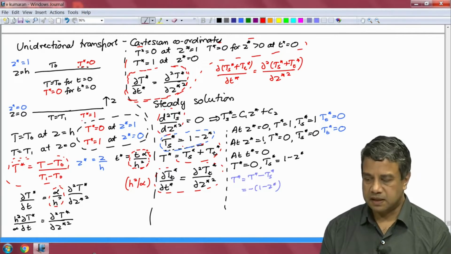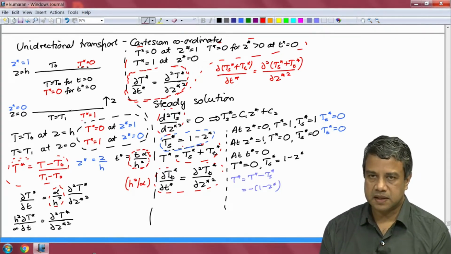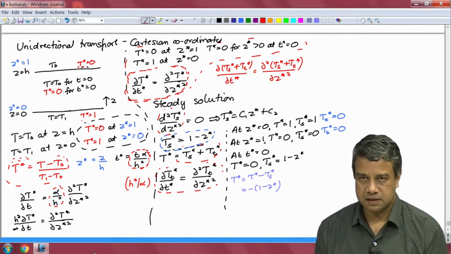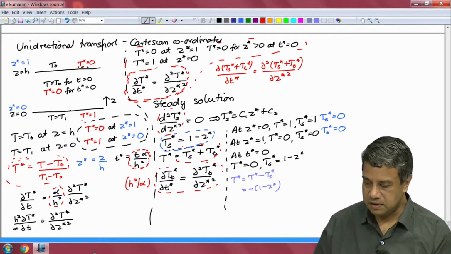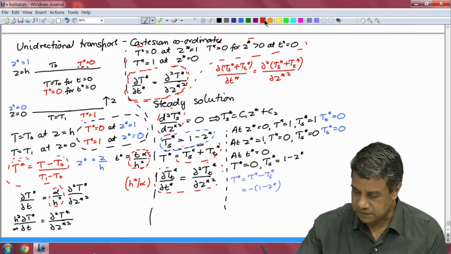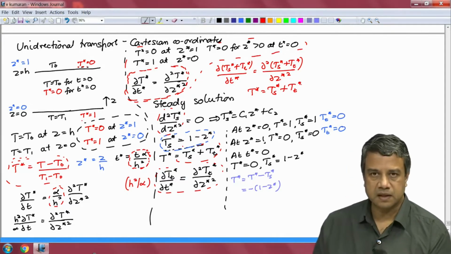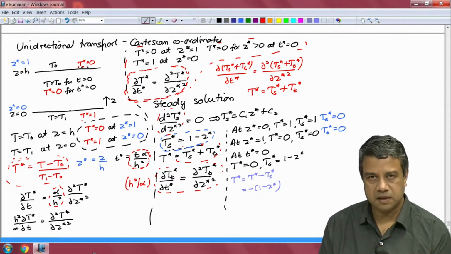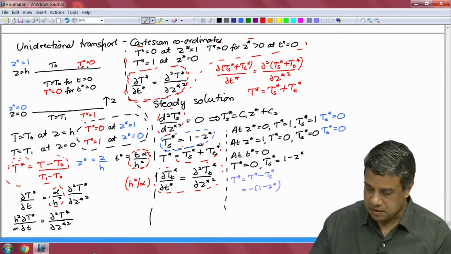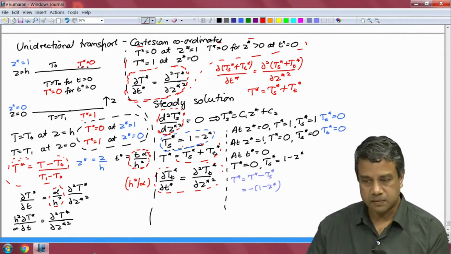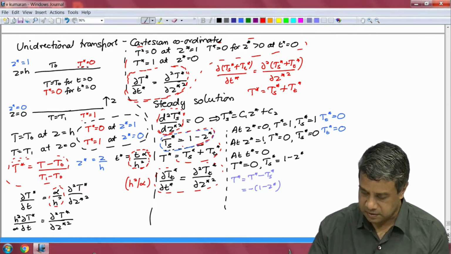So, the first thing is to identify the steady solution. In the limit as t goes to infinity, you would expect the temperature to reach a steady state. So, I had written the temperature field as T star is equal to a steady solution plus a transient solution. The steady solution is independent of time, so it just satisfies the second derivative is equal to 0. From that and the boundary conditions you can find out what is the steady part.